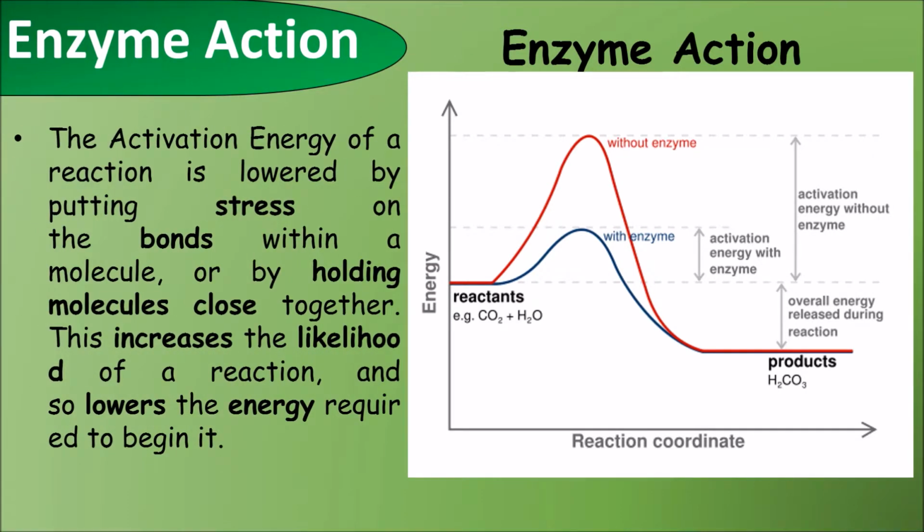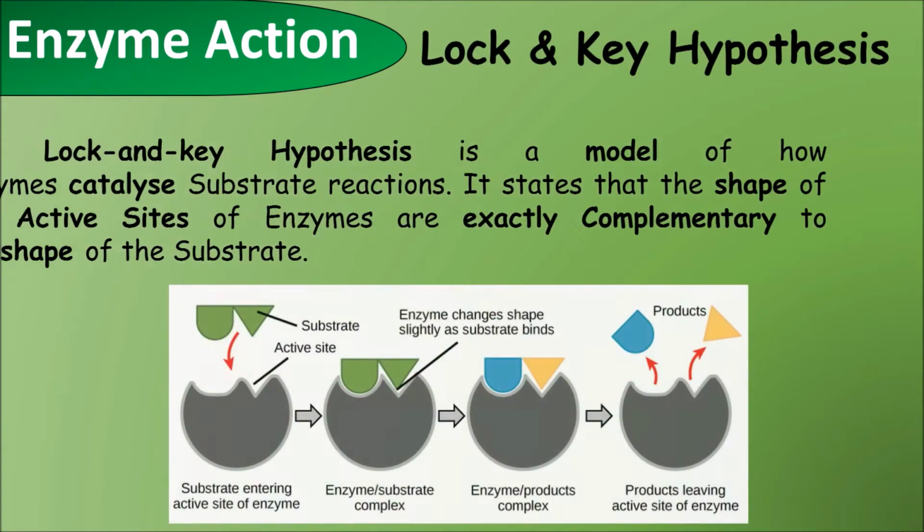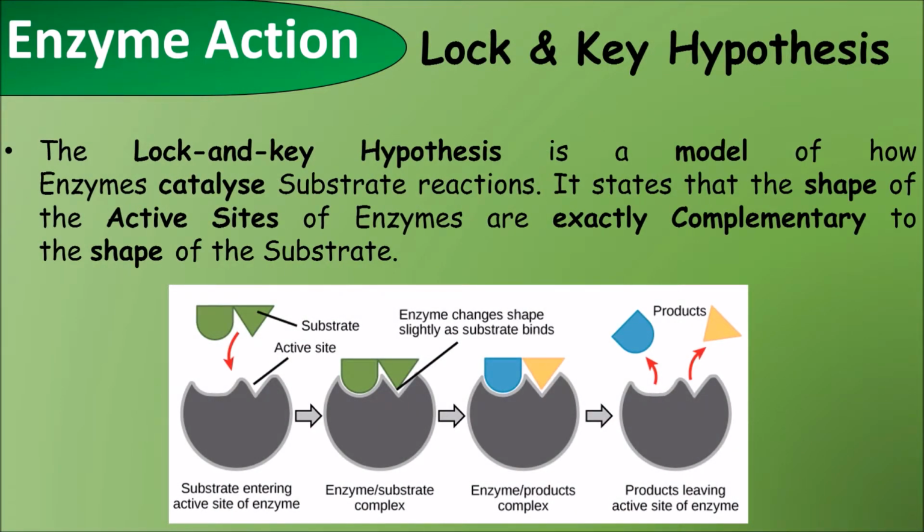The activation energy of a reaction is lowered by putting stresses on the bonds within a molecule or holding molecules close together. This increases the likelihood of reaction and so lowers the energy required to begin it. The lock and key hypothesis is a model of how enzymes catalyze substrate reactions. It states that the shape of the active site of an enzyme is exactly complementary to the shape of a substrate.